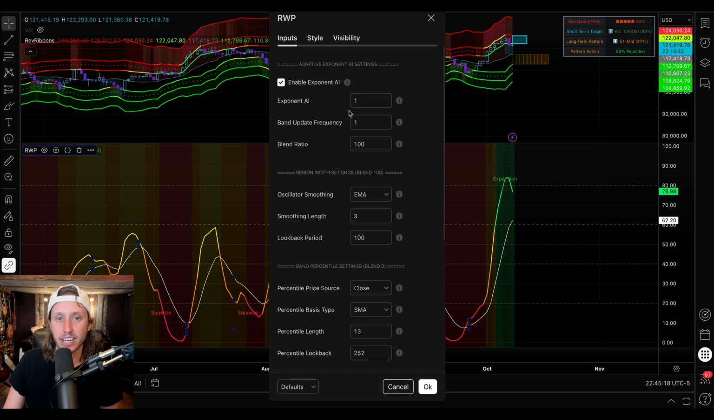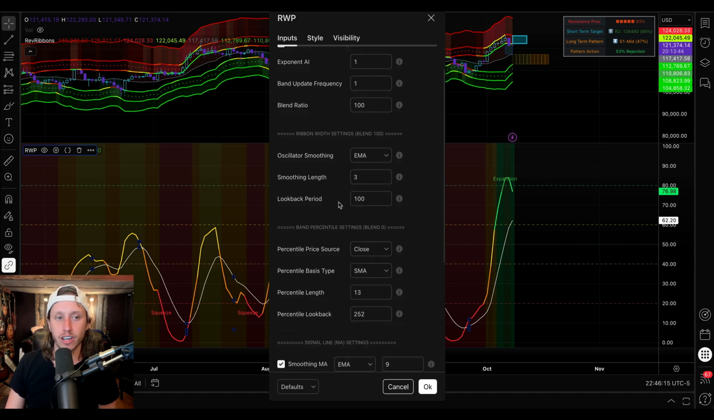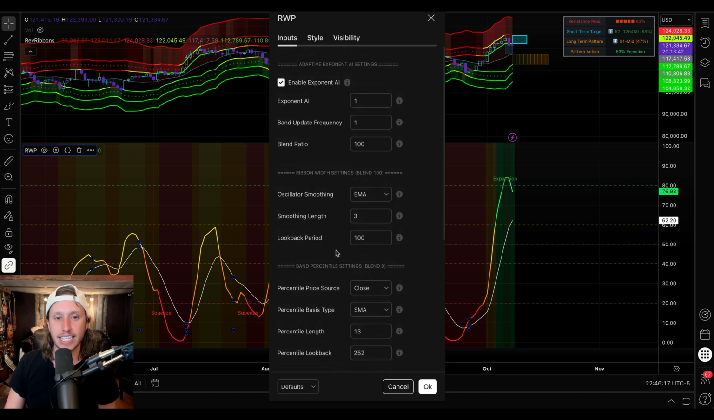The exponent AI, just like all the other indicators, is based off of the ribbons themselves and the width of the ribbon support and resistance bands right there. You have your update frequency. Next, we have the blend ratio, which is a very unique part of this indicator. It blends two oscillators together. So we actually have two for the price of one. We have two oscillators in this indicator.